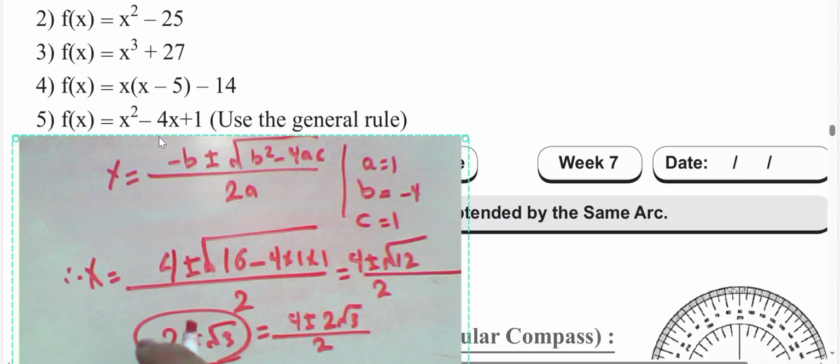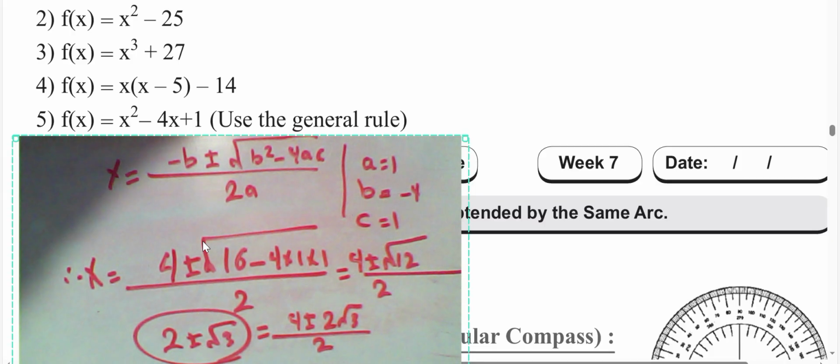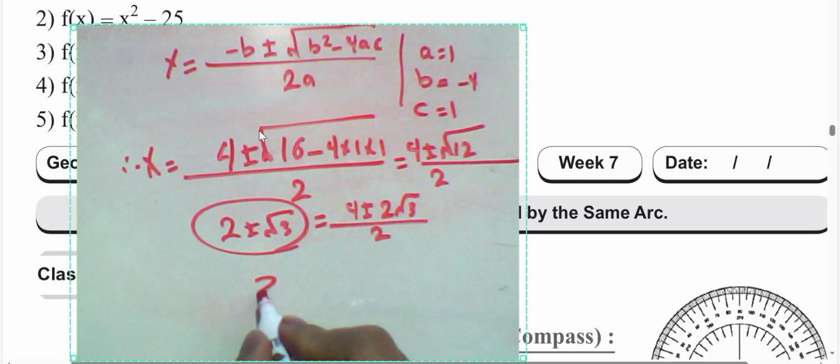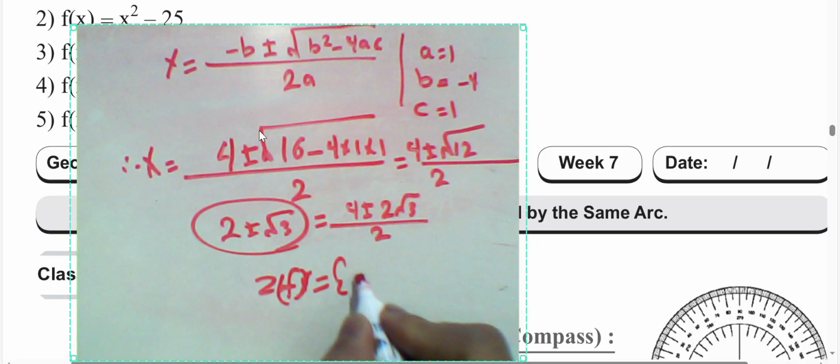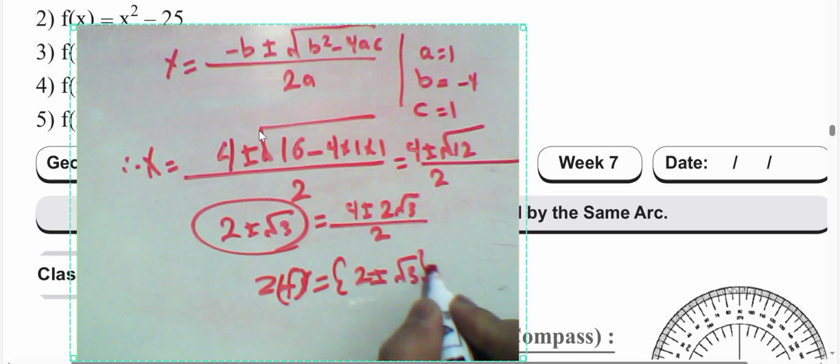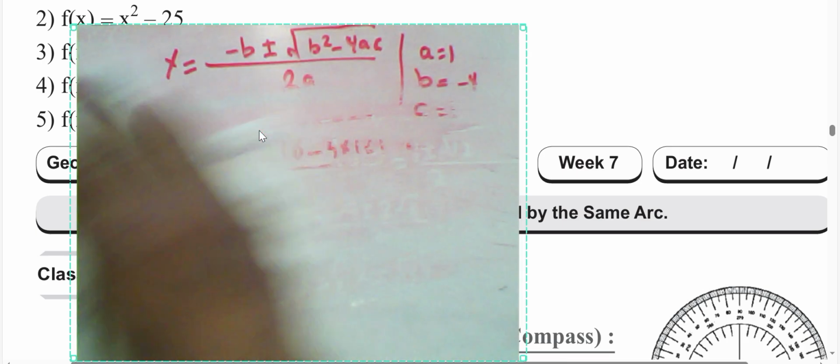We have the solution here, the zeros of the function. It will be 2 positive or negative root 3, belonging to real numbers.